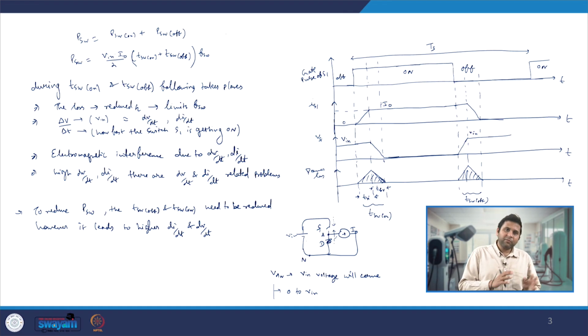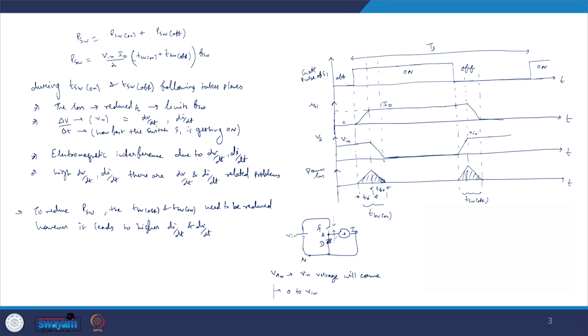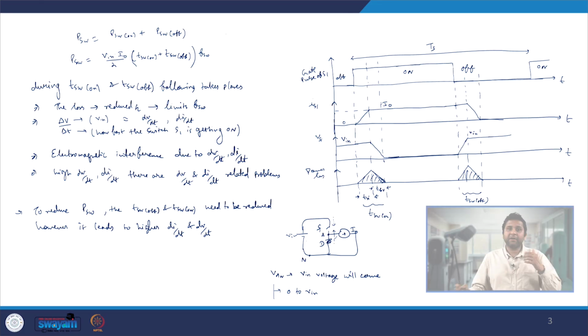On the other hand, we want our switching losses to be as minimal as possible, because you are going to a high switching frequency, that means a fairly good amount of switching frequency. V in and I naught you cannot change, because that is not in your control, that is given in the specification. So what is in your control is the time duration during which T switch on and T switch off. That is something which as of now you have the control.